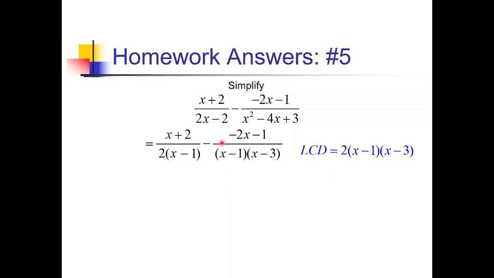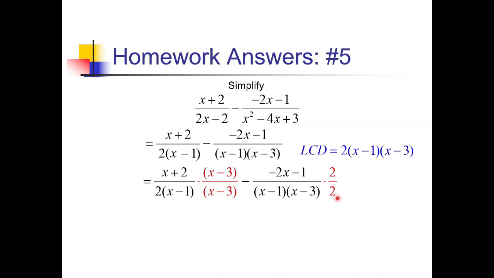Now I'm going to multiply each fraction by whatever it needs to complete this LCD in the denominator. For my first fraction, I still need the x minus 3 piece, so I'll do x minus 3 over x minus 3 for that first one. For the next one, I've got almost everything, but I still need a 2. So 2 over 2. Multiplying all this out now.